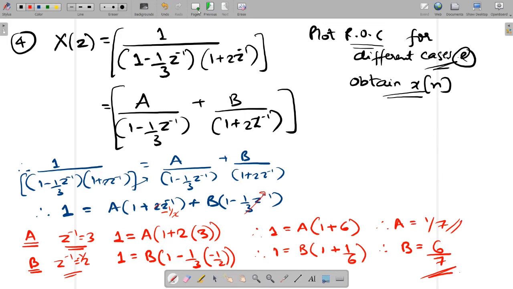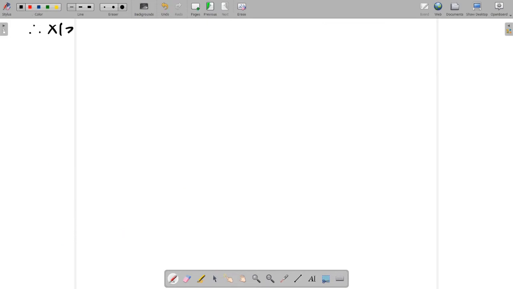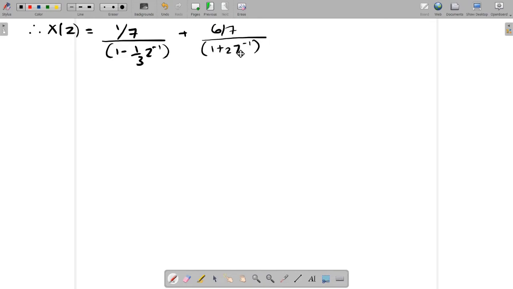So I can say X of z is equal to 1 by 7 upon (1 minus 1 by 3 z inverse) plus 6 by 7 upon (1 plus 2 z inverse). So let us start off with case 1. Let us say X of z is this.